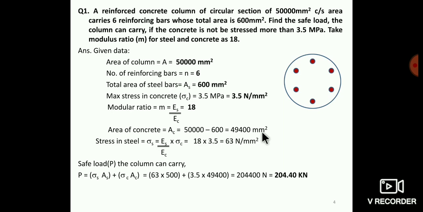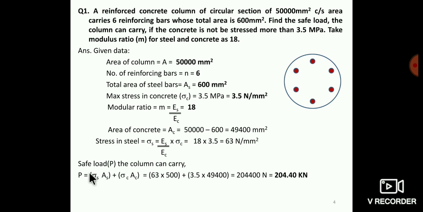49400 mm square. So the stress in steel we have to calculate, which is sigma s is equal to Es upon Ec into sigma c. Now as per the formula, Es upon Ec value we have 18, sigma c from the question we have 3.5. So substitute, we get 63 Newton per mm square as sigma s.